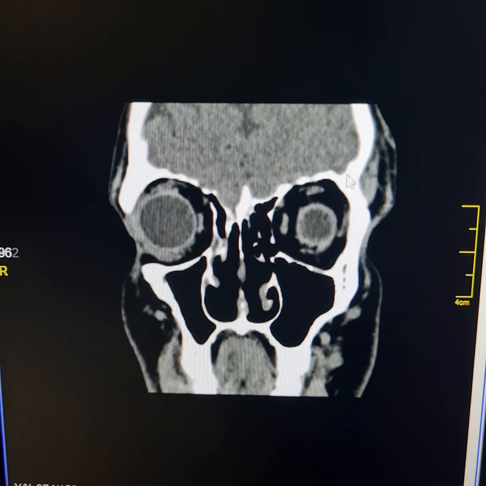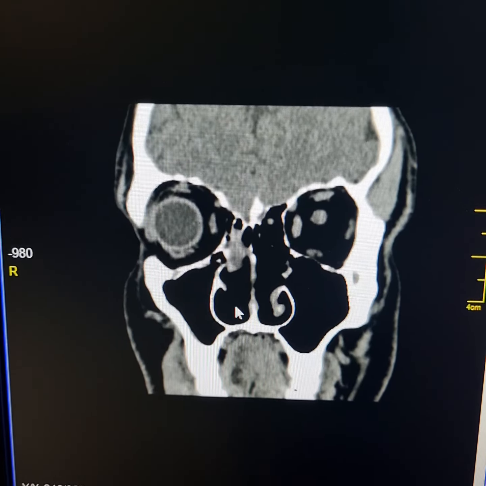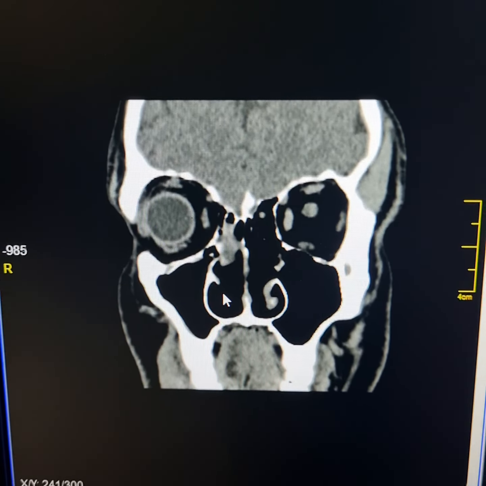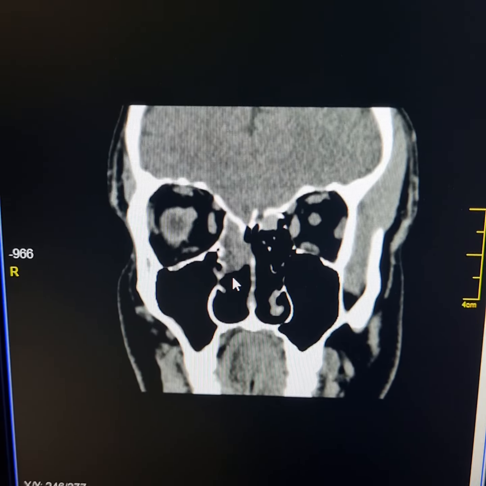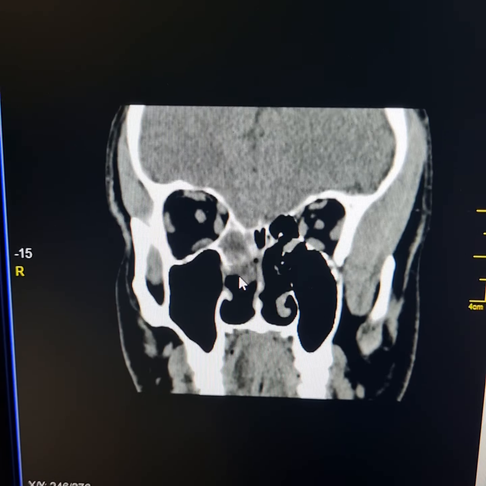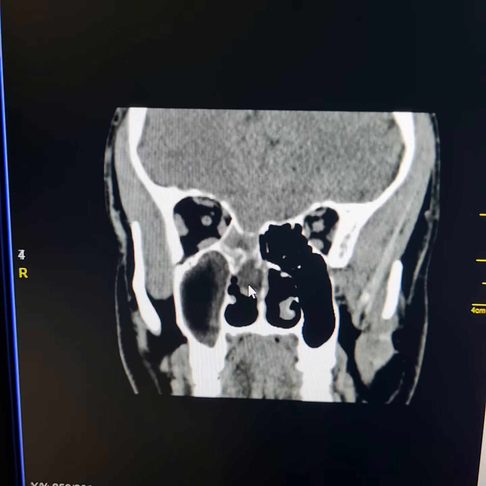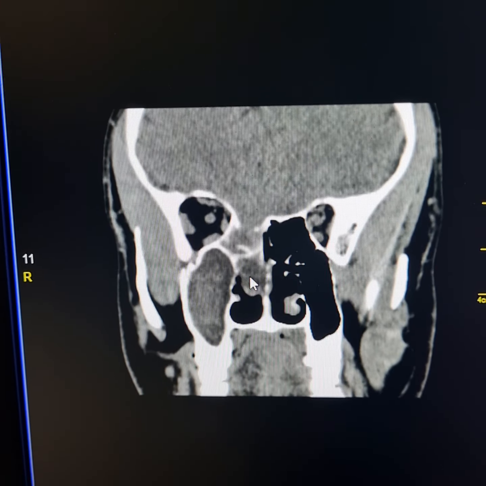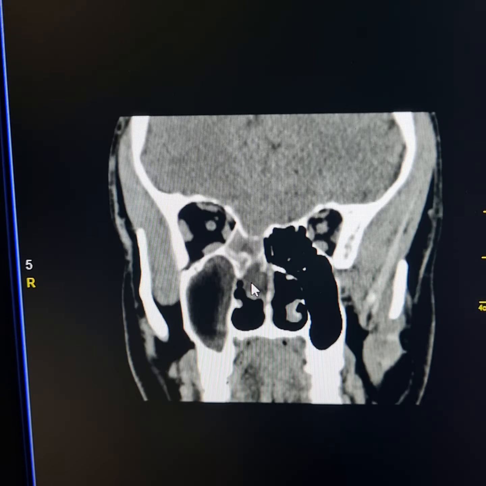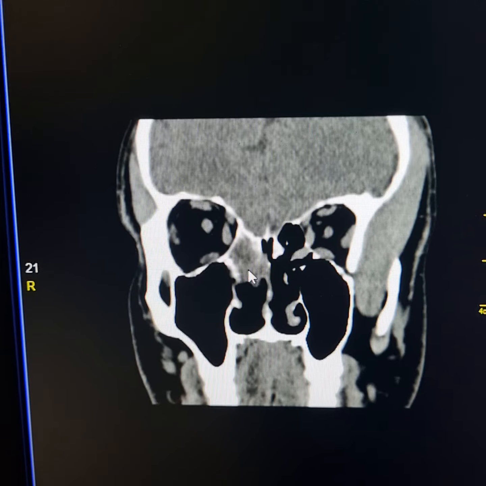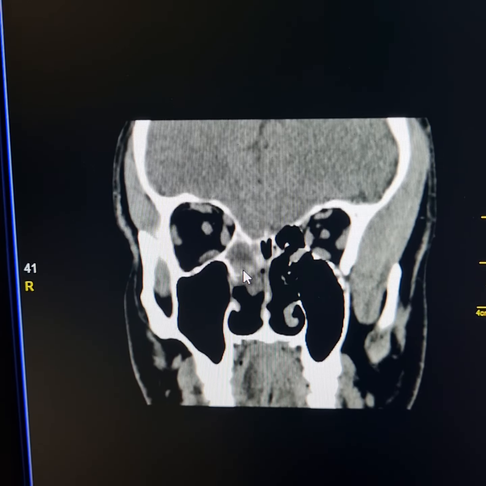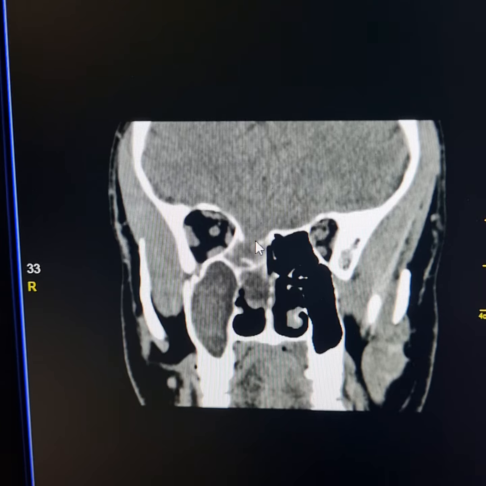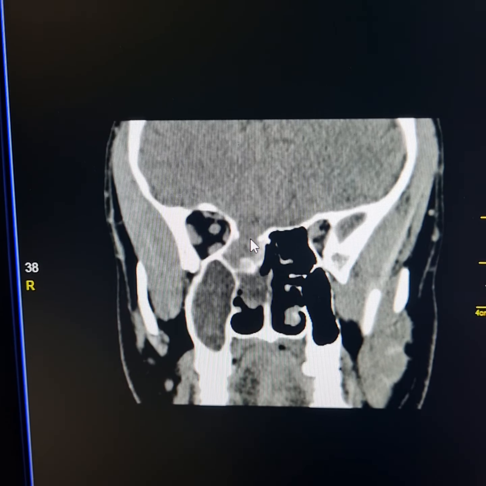This is the coronal scan. Please observe that this is the left inferior turbinate. On right side, turbinectomy has been done. Now this is the mass here. Now this has the fluid attenuation value suggestive of CSF. Floor of right ethmoidal sinus is deficient. Right cribriform plate is deficient here.